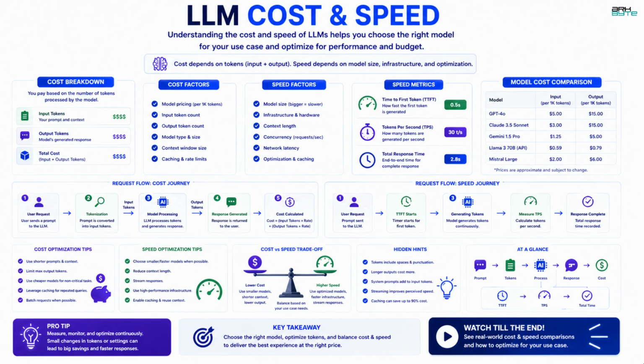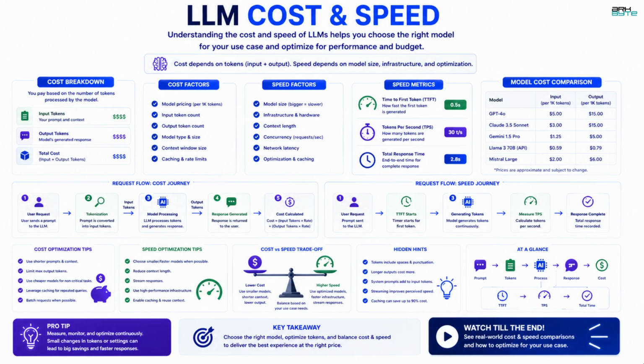Now let me explain to you what LLM cost and speed are. Understanding cost and speed is important because it helps you choose the right LLM for your budget and use case. Cost usually depends on tokens, both your input prompt and the output response. Longer prompts and longer answers usually mean higher cost. Main cost factors include model pricing, token count, model size, context window, and caching. Premium models often cost more, while smaller and open models may cost less.